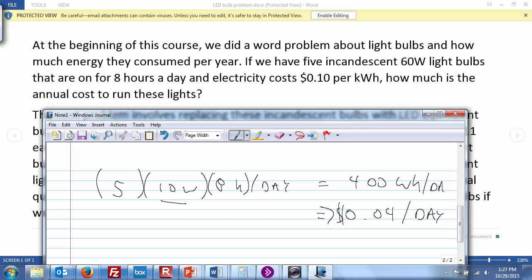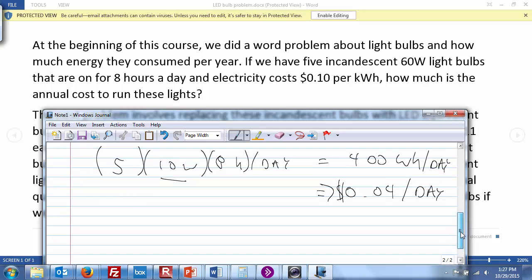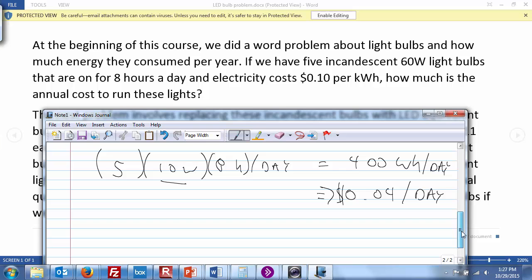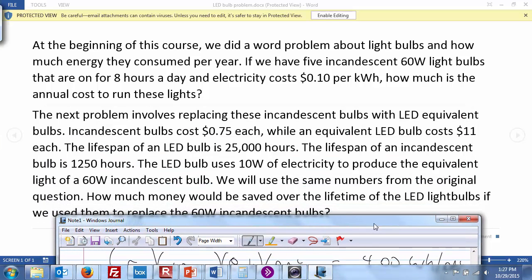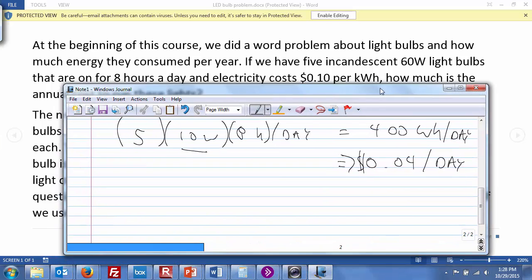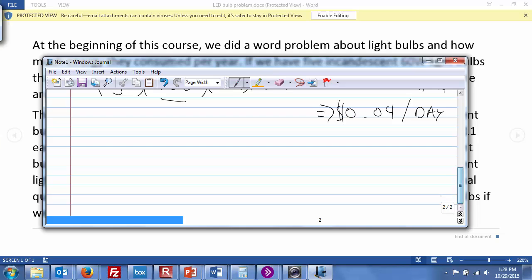Okay? So the next thing we can figure out is cost. We know that if the LED lasts 20 times as long, one LED costs $11, and we're going to need 20 incandescent bulbs to equal the same. So 20 at 75 cents a piece is $15, or one LED is $11. So right off the bat, to replace those 5 bulbs, we're saving $4 each, or a total of $20. Okay, so what's our incandescent cost again? 75 cents per bulb.